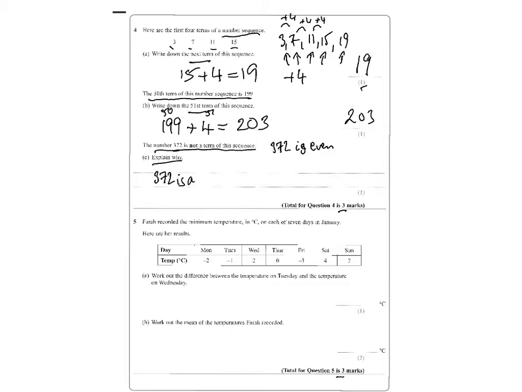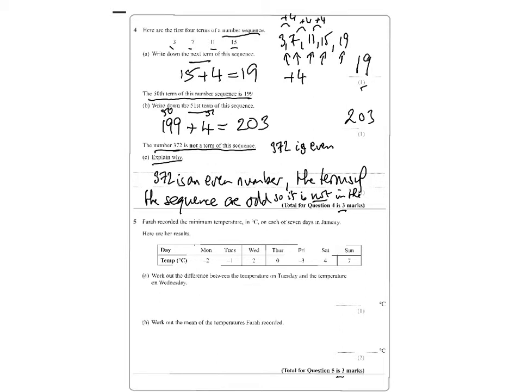372 is an even number. The terms of the sequence are odd. So it is not in the sequence. Okay.